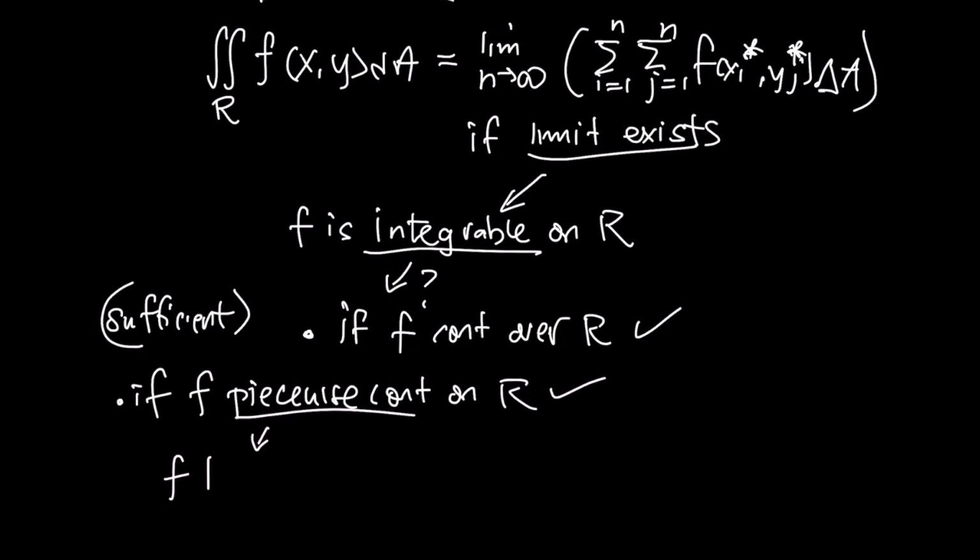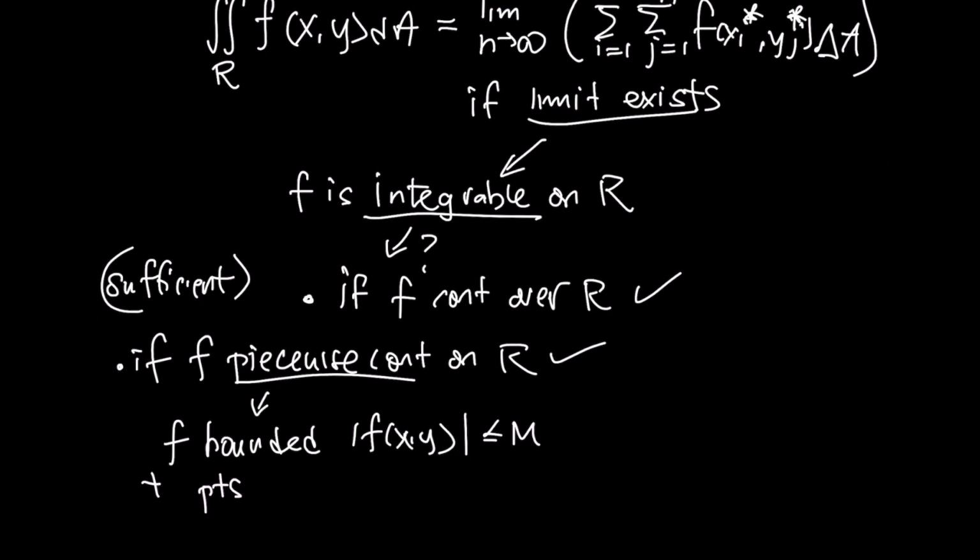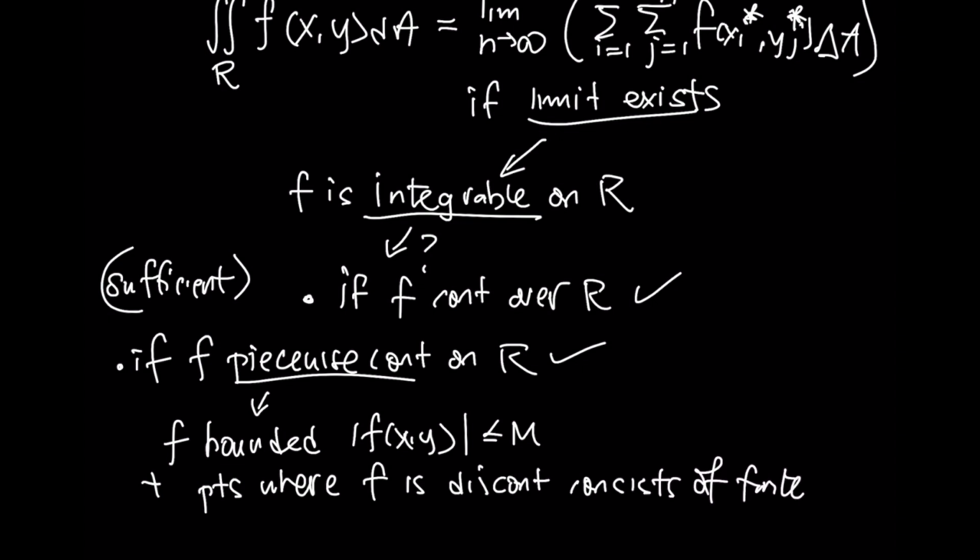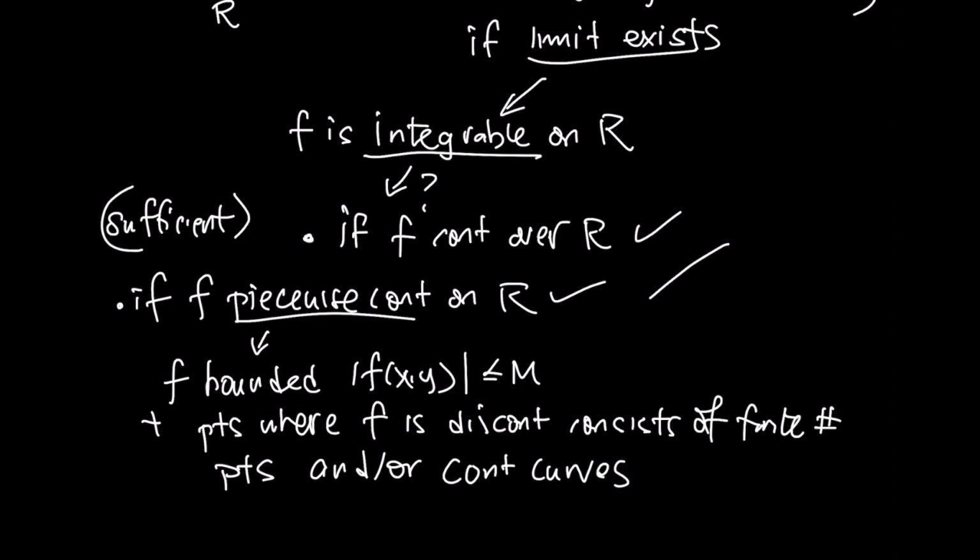f has to be bounded, which means the absolute value of the function is less than or equal to some positive number, and the set of points where f is discontinuous consists of a finite number of points and/or continuous curves of discontinuity. That means you can have functions with jumps in discontinuity, kind of like this. There's a finite curve of discontinuity.